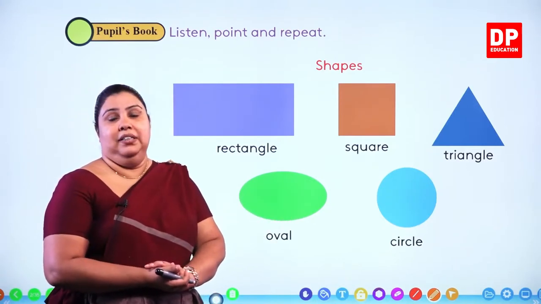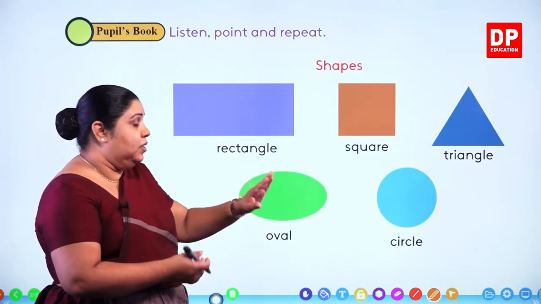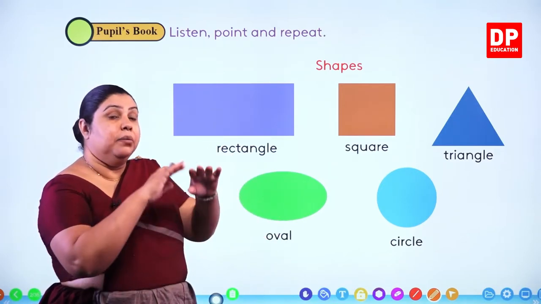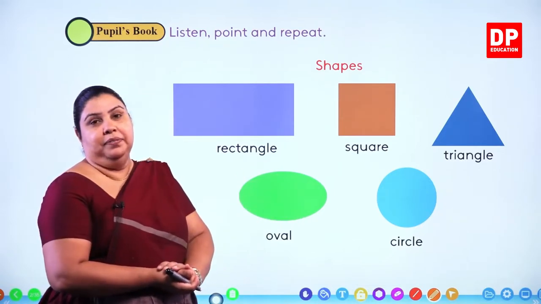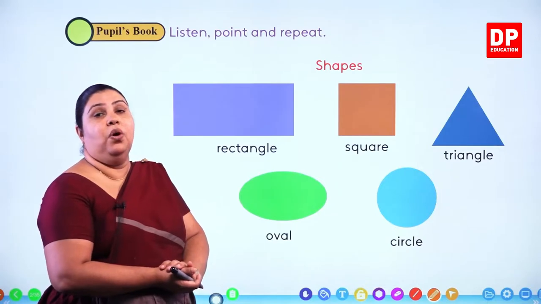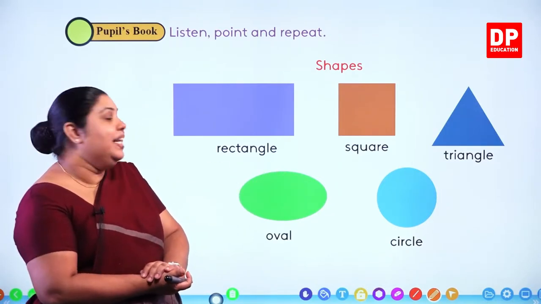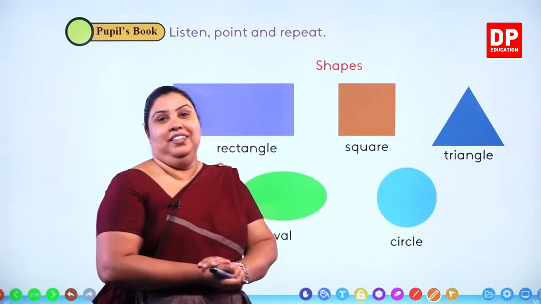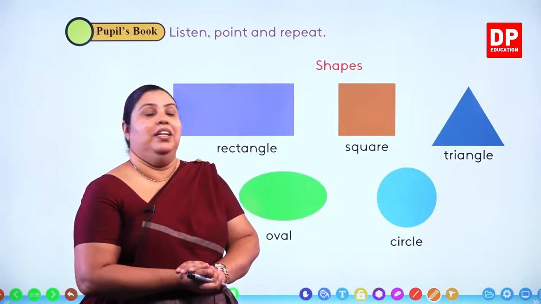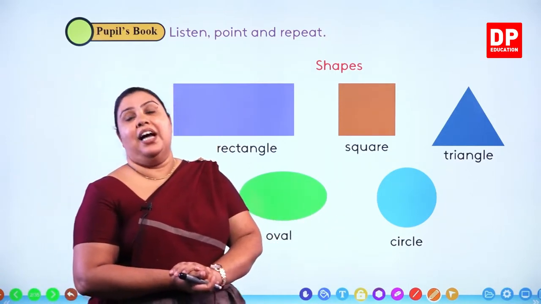O-V-A-L, oval. This is the oval shape. This is not a circle. This shape is called the oval. Next we have a beautiful ball. The shape of a ball. We call it circle.